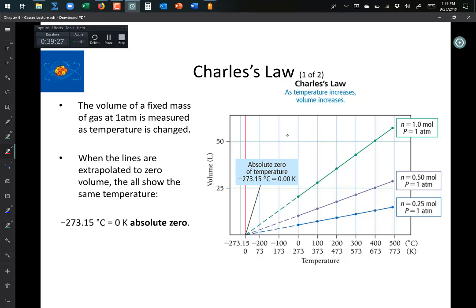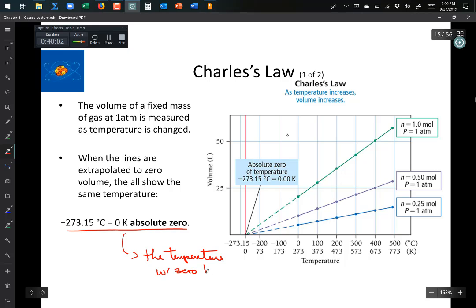So back then, this was really a hypothetical temperature. It's the temperature at which the volume approaches zero. But now we know it is absolute zero. And it turns out that absolute zero is at minus 273 degrees Celsius. And we call that absolute scale the Kelvin scale. So we call that zero Kelvin. Zero Kelvin is the temperature with zero kinetic energy.